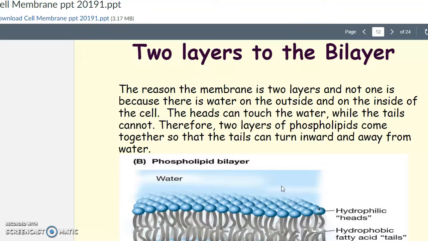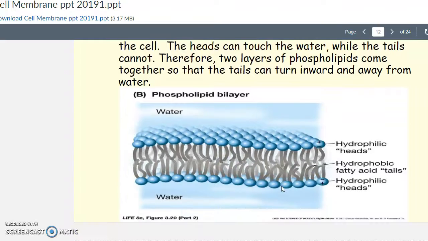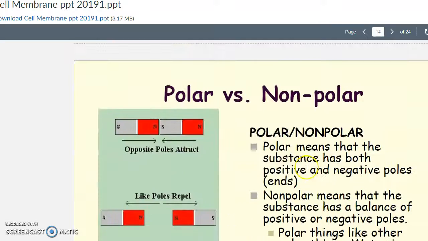So the reason the membrane is two layers and not just one is because of the water on the outside and on the inside of the cell. So the heads can touch the water while the tails can't, therefore two layers of phospholipids come together so that the tails can turn inward away from the water. So remember, hydrophilic heads, hydrophobic tails.